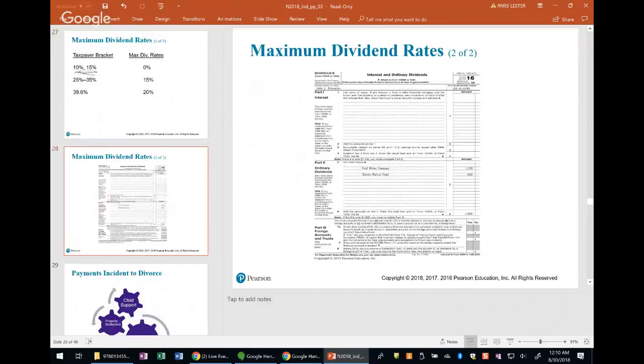All right, look at this form. I don't know if I can blow it up. Can you see this form?